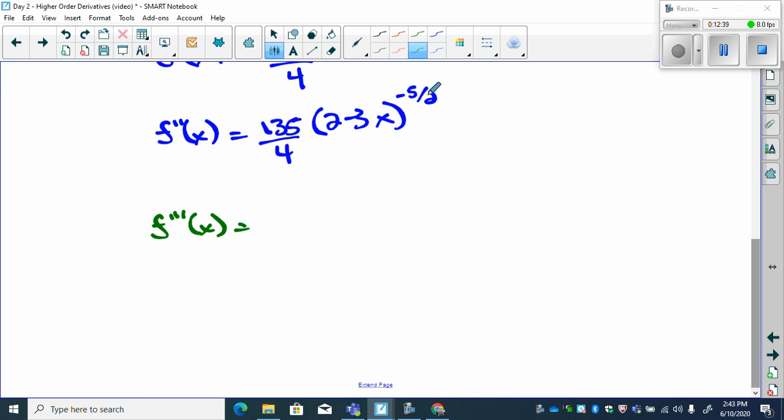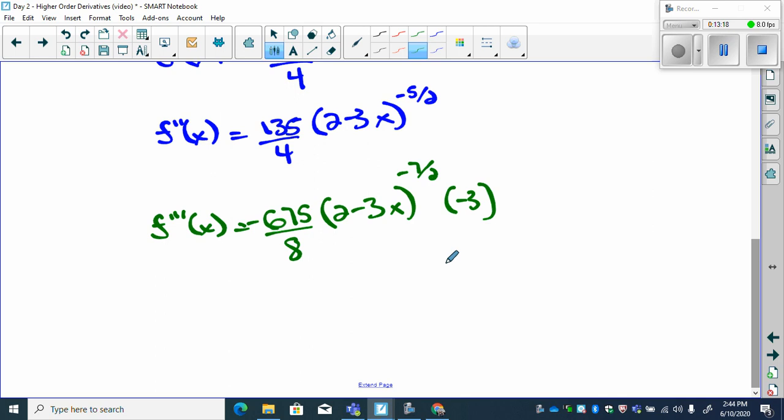Negative 5 over 2 times this 135 over 4. So negative 5 times 135, that would be 500, 150, and 15. So 650, 675 is what I would get, negative 675, mind you. 4 times 2 would give me 8. Okay, so negative 5 over 2 times 135 over 4 should give you negative 675 over 8. Rewrite the bracket. Subtract 1, negative 5 over 2 minus 1 would become negative 7 over 2. And multiply by the derivative of what's inside the bracket.